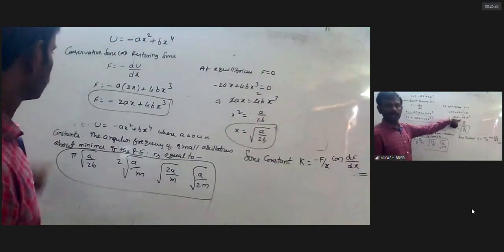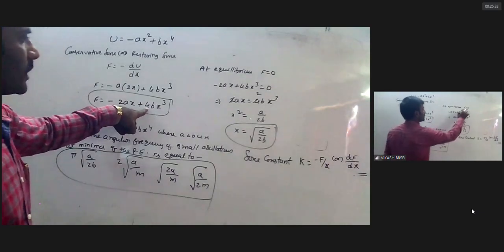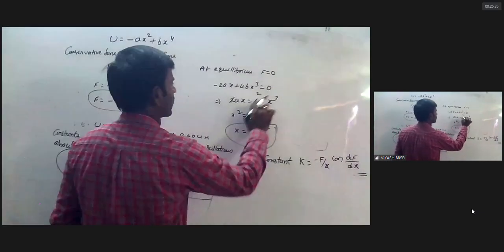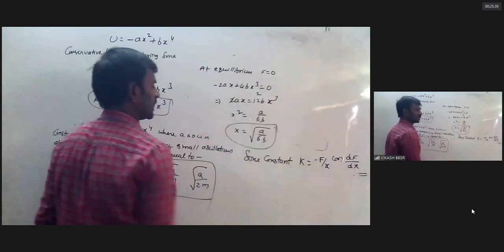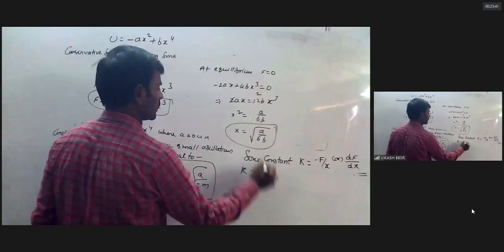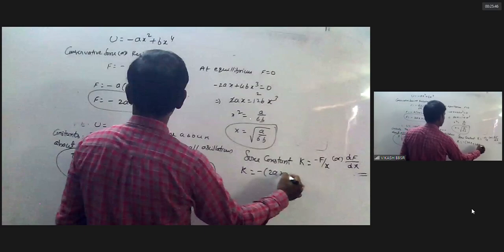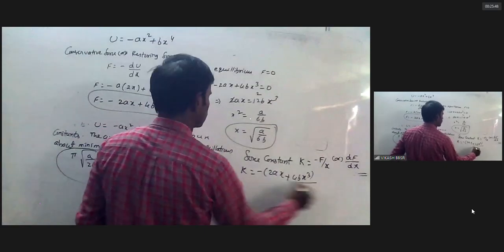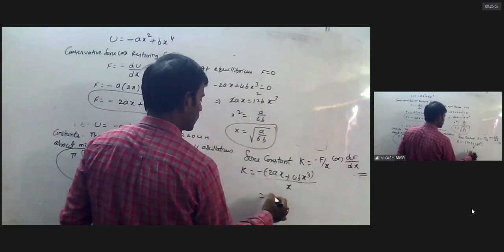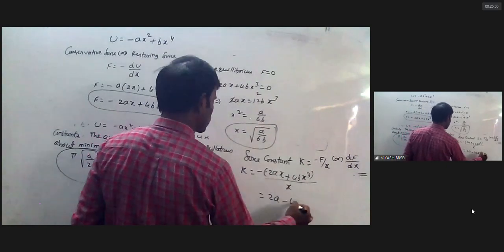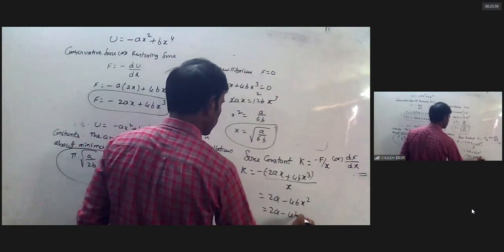Here we have done wrong. People are not telling this one. This one, 3 4 12. Here we have made a mistake. It should be a 6, not 2. Now you tell me, K equal to minus of 2ax plus 4bx cube upon x, minus of minus plus 2a minus 4b into x square. 2a minus 4b into x square means what do I write?